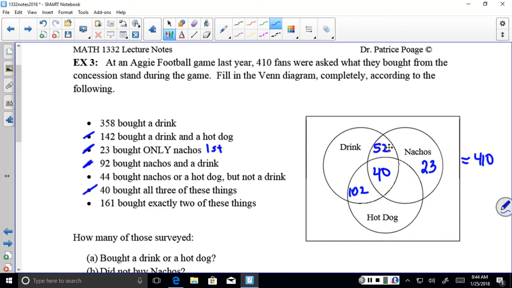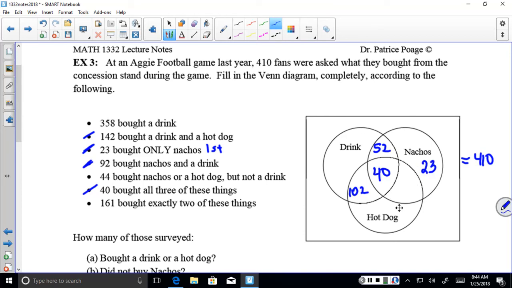44 bought nachos or a hot dog, but not a drink. So nachos or a hot dog means nachos plus hot dog. So all 6 of these spots, but not a drink. So cover up the drink circle. So it's just these 3 spots. Can't do it yet.